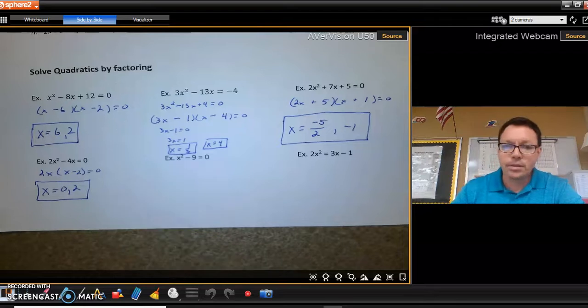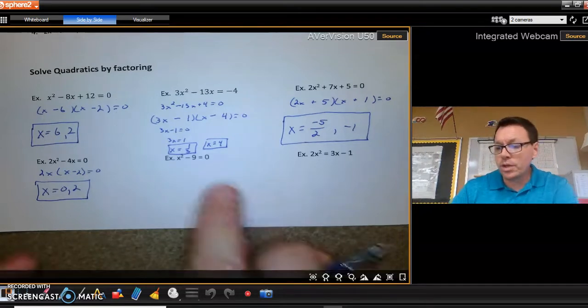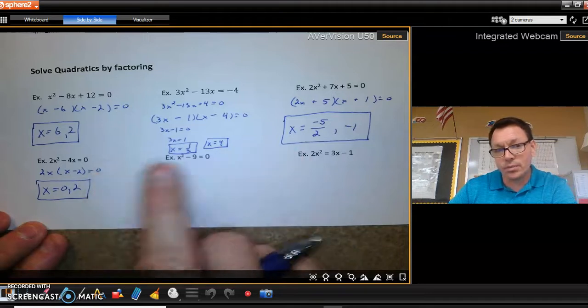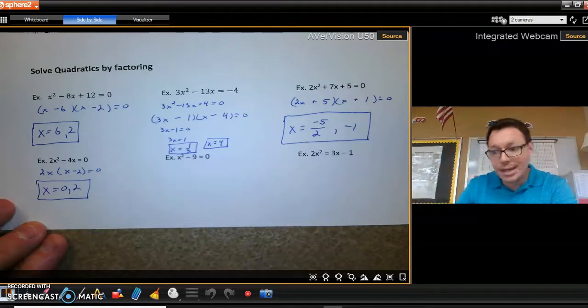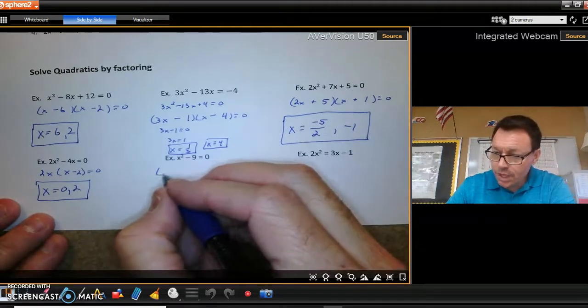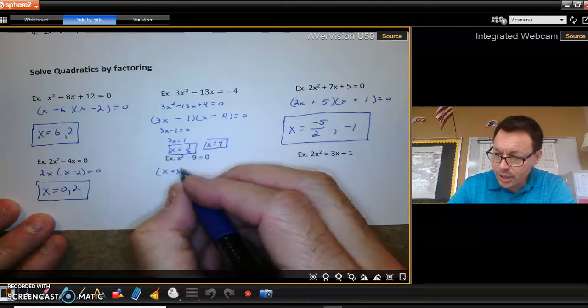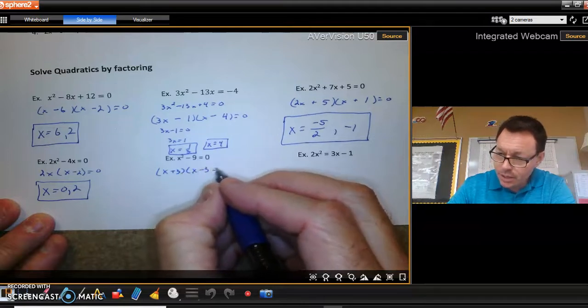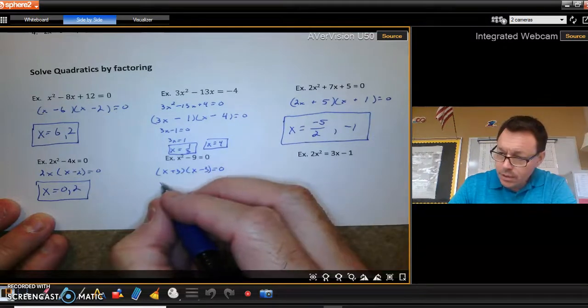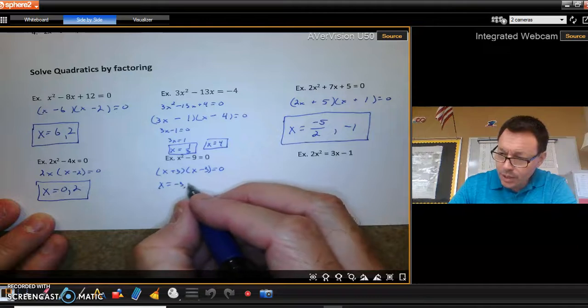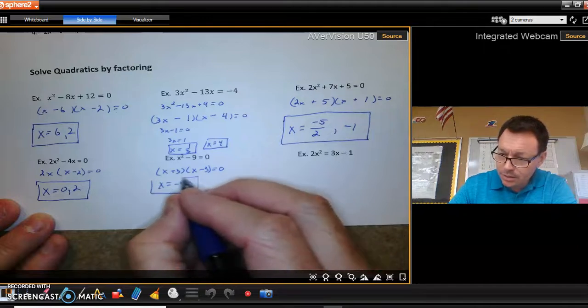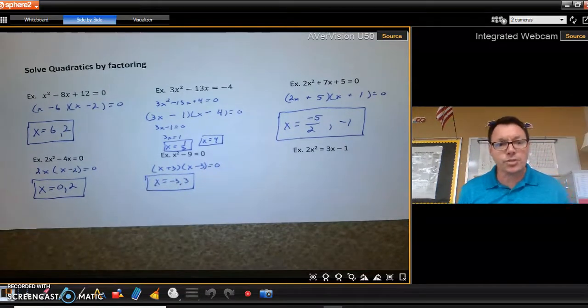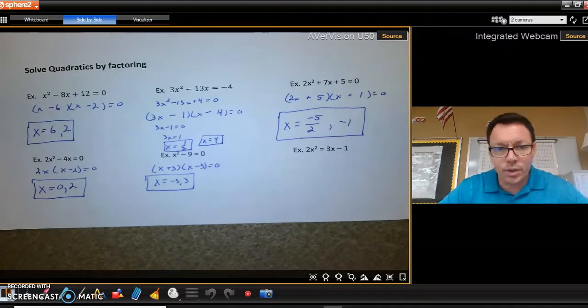Okay? Next one. That is a difference of squares. There's actually two ways to solve this. One is just to move the 9 over and take the square root of both sides. That'll work. But this is the difference of squares. So I'm going to factor this into x plus 3, x minus 3. So x is equal to negative 3 and positive 3, and I am done. That's all you had to do. Those are the same solutions you would get if you had moved the 9 to the other side and taken the square root.